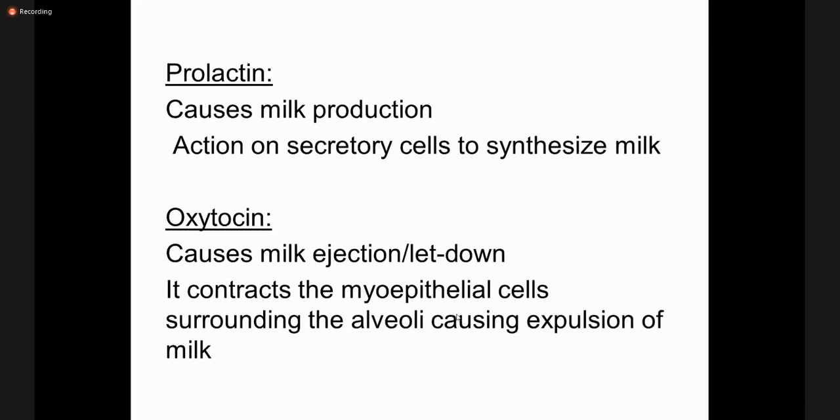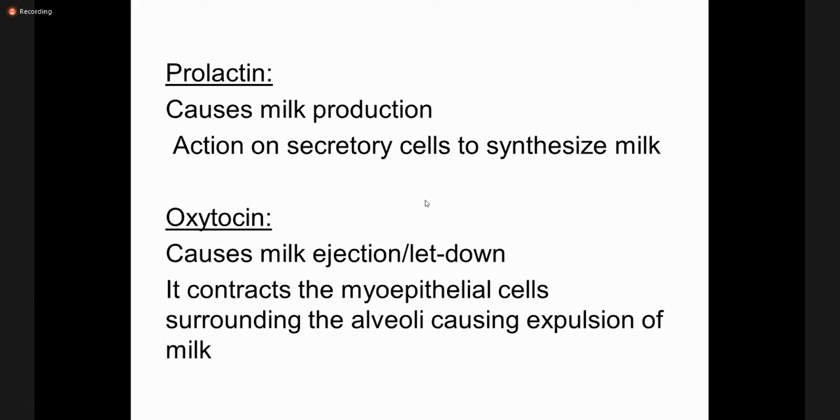Okay. So what are the hormones which cause milk production and milk ejection? Prolactin is a hormone which causes milk production. It acts on the secretory cells in the breast, and it causes synthesis of the milk.